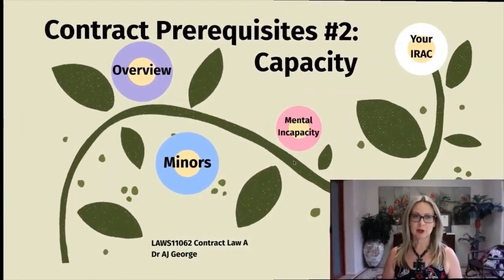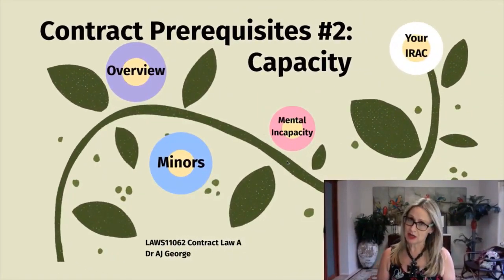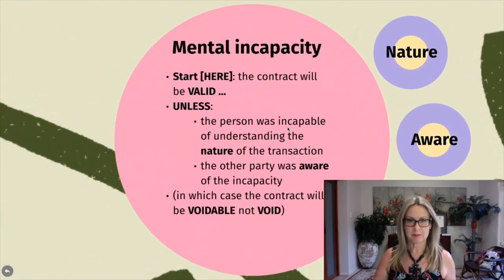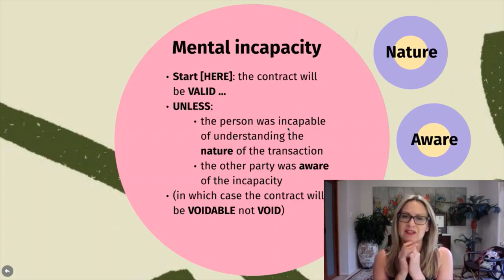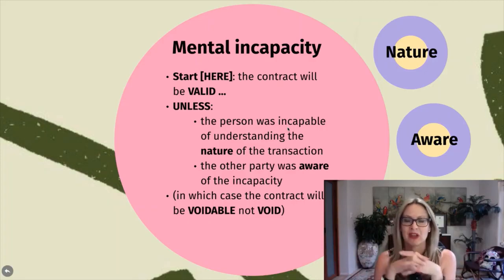This is the week 3 videos for capacity to contract, and this is part 3. It should be our final part. So we've done our overview, we've done minors, and now we need to look at mental incapacity. Mental incapacity isn't as clear-cut as is anything in law, as you might think.